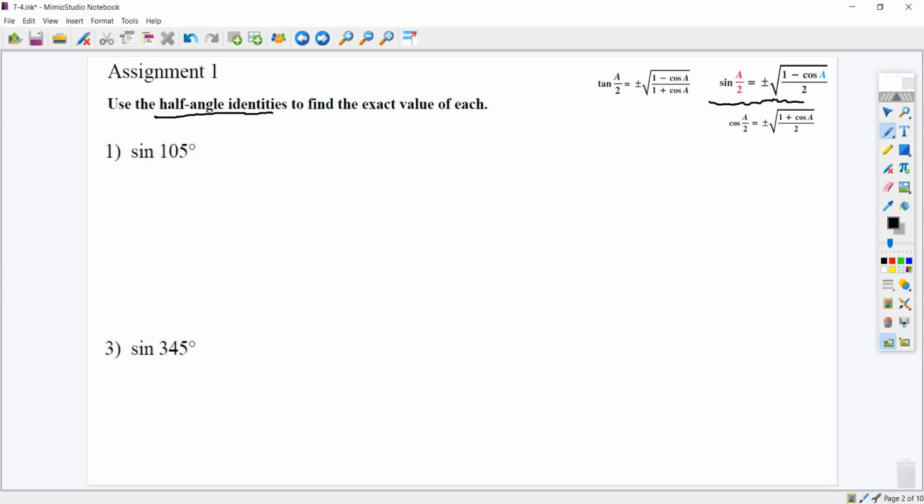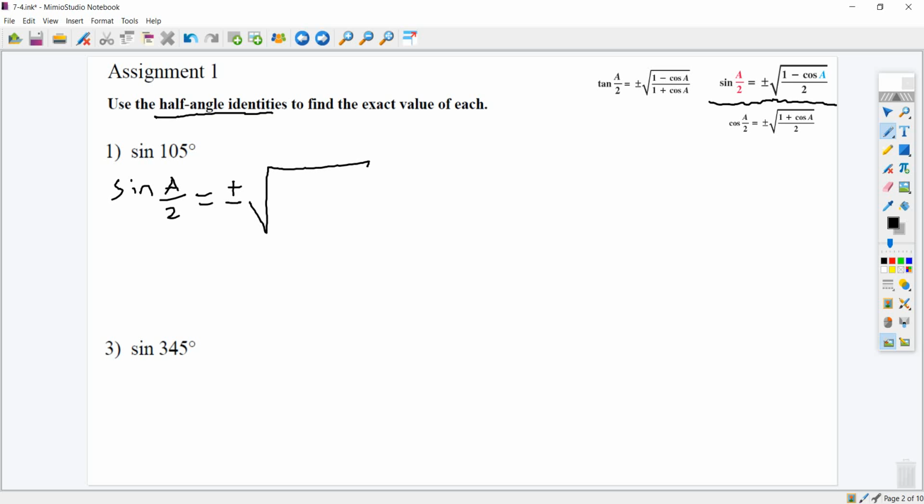We are going to use this one because we are looking for sine of something, so it's definitely this formula. If you put the formula down here again, sine A over 2 is equal to plus or minus the square root. If you wonder why we have plus and minus, it's because you take the square root.